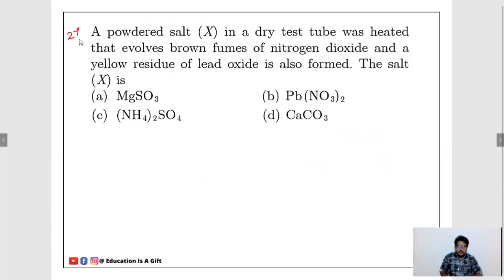27. A powder salt X in a dry test tube was heated, and that evolves brown fumes of nitrogen dioxide, and a yellow residue of lead oxide. We got lead oxide, PbO. The salt is, so here some salt is there. After heating it, we got PbO, lead oxide, and evolves brown fumes of nitrogen dioxide. So NO2 also we got, and a yellow residue of lead oxide.